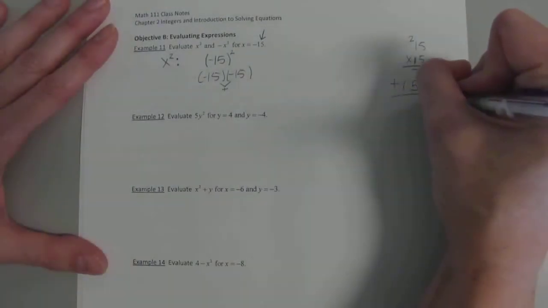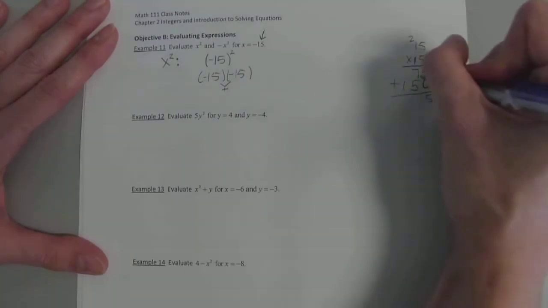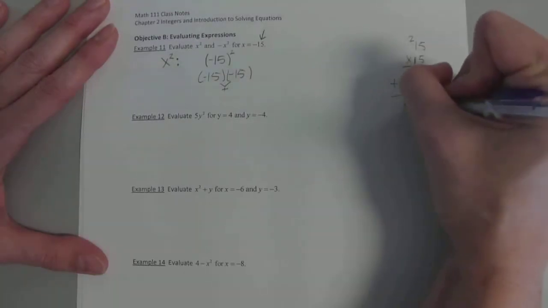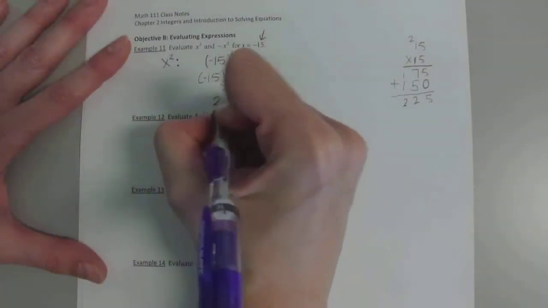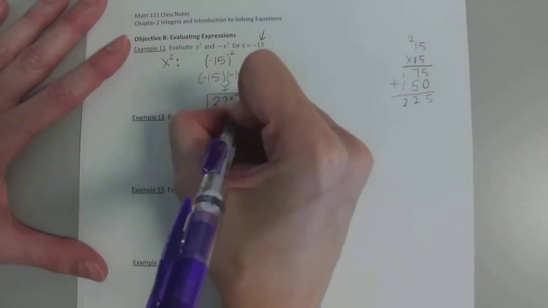Add straight up and down. 5 plus 0 is 5. 7 plus 5 is 12. Carry 1. 225, look right? Is that what you guys got? So the square of 15 is 225, but the square of negative 15 is also 225.